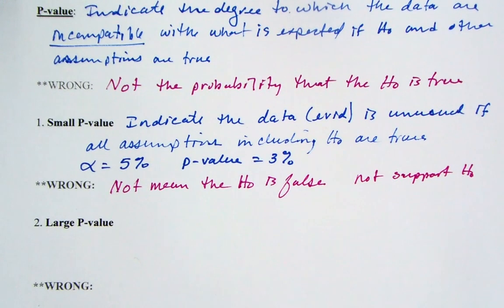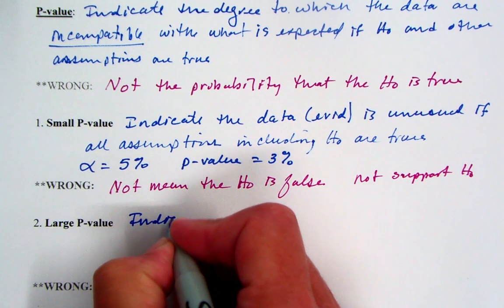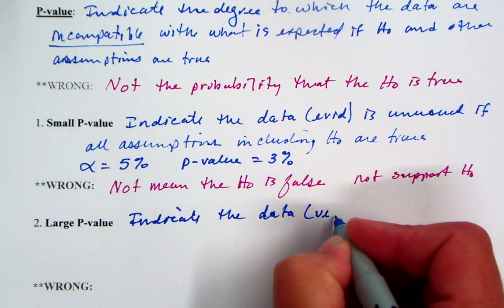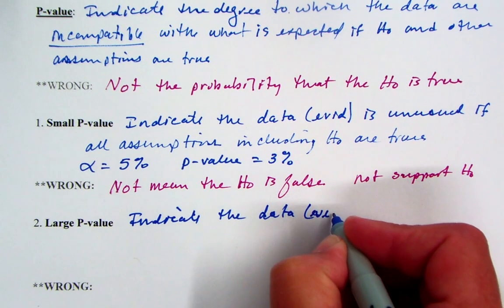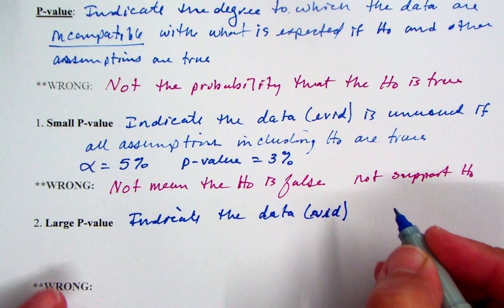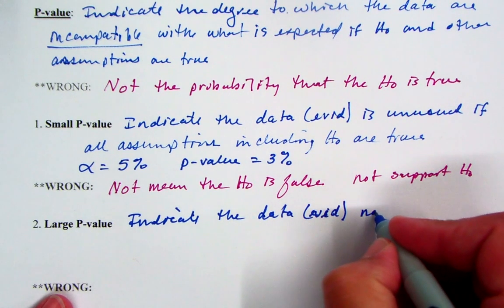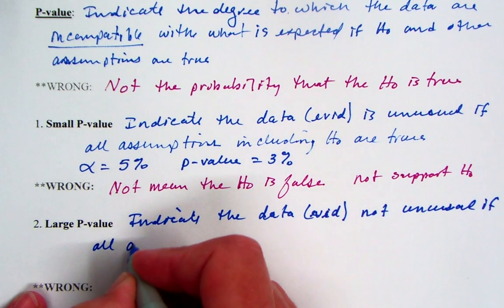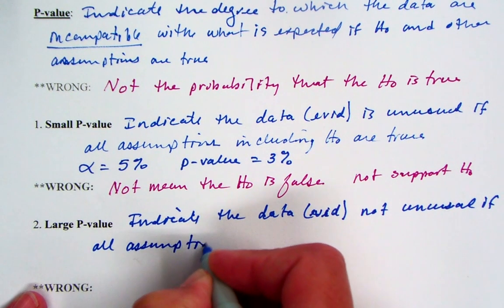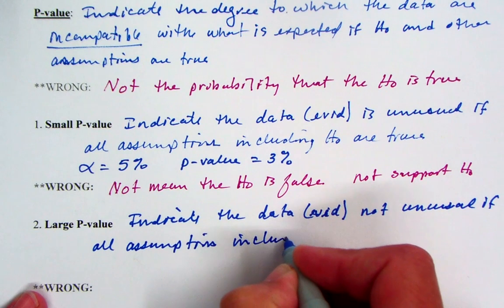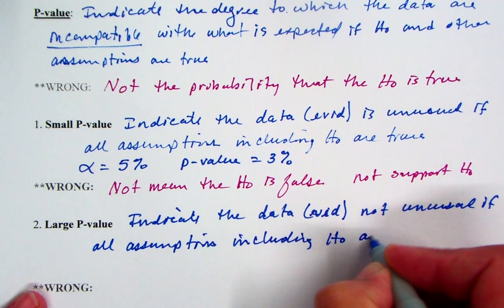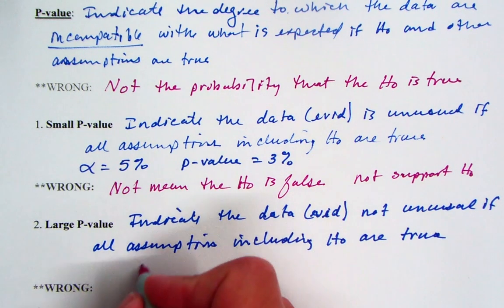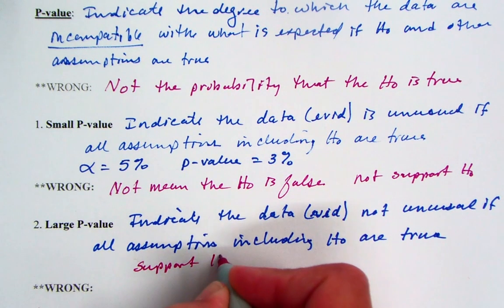And then a large p-value is going to indicate the data, otherwise known as the evidence, is not unusual if all the assumptions, including the null, are true. So it just is an indicator. Okay, this means that it is going to support the null. So it's just an indicator.